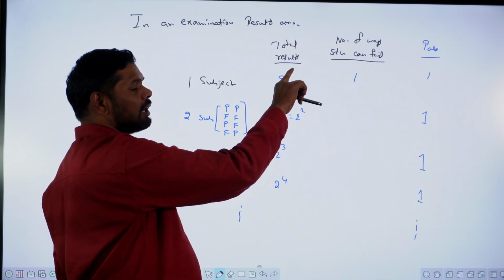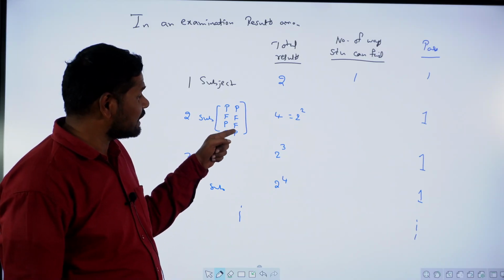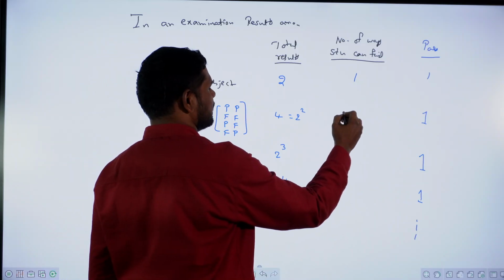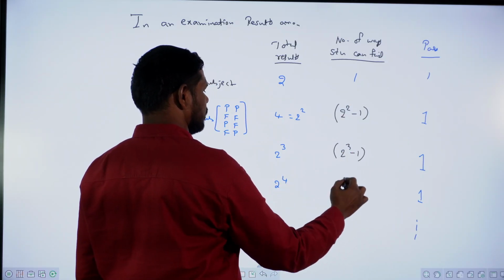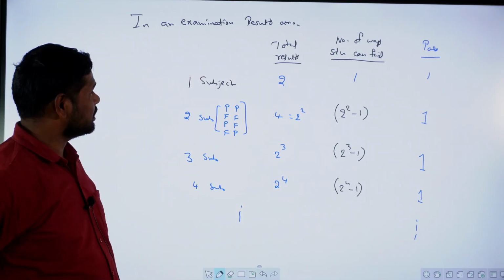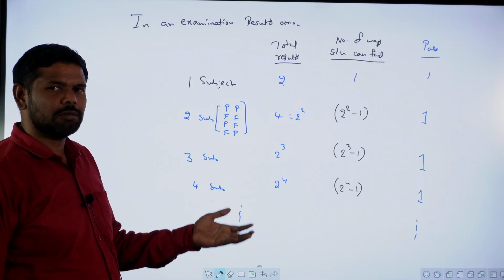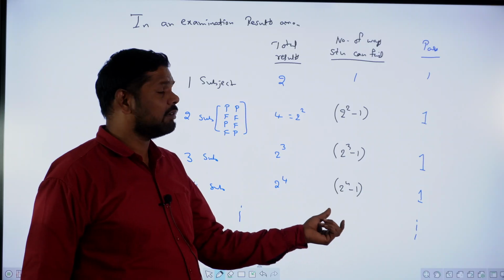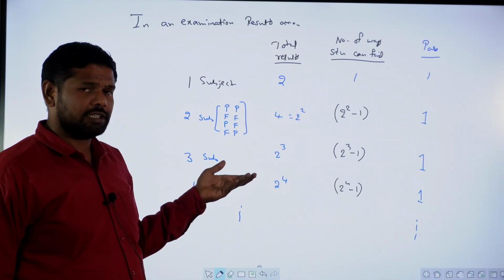But how many ways can a student fail? Either he failed in both subjects, or failed in the second subject, or failed in the first subject. So 2 square minus 1 ways. Similarly here 2 cube minus 1. 2 power 4 minus 1 ways. So like that they are going to frame questions. So how many ways can a student fail? These are the possibilities. If 10 papers are there, 2 power 10 minus 1 ways a student can fail. Total results are 2 power 10 ways.